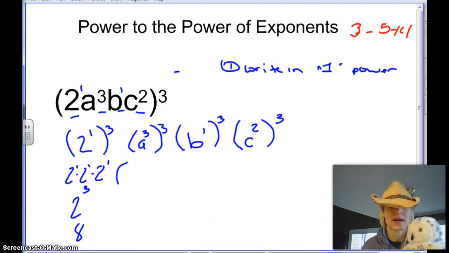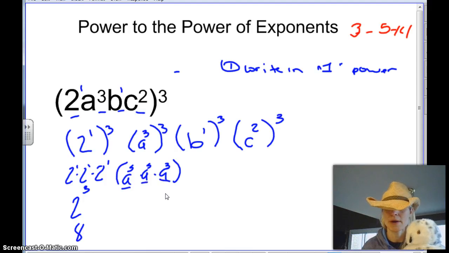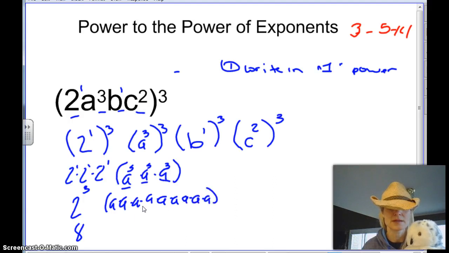So if we look at this one now, this is a to the 3rd times a to the 3rd times a to the 3rd, because it's a to the 3rd power. So this means times itself 3 times. So we have 1, 2, 3, right? So then if I want to write that out the long way, we have a to the 3rd, that's this one. Then we have a to the 3rd, that's that one. And then we have a to the 3rd. So altogether we have 3, 6, 9. That becomes a to the 9.